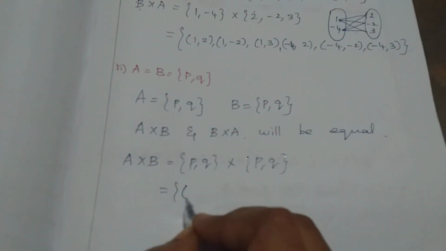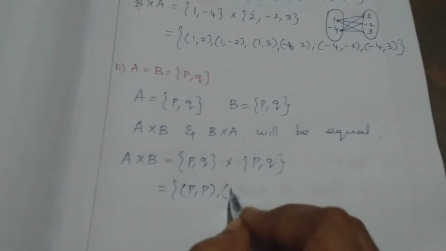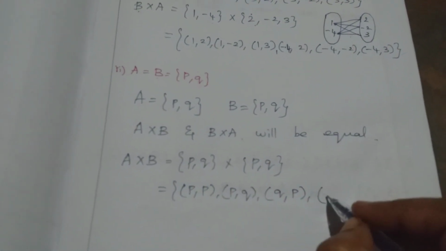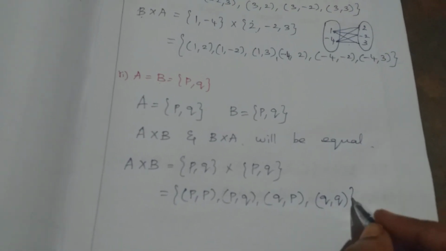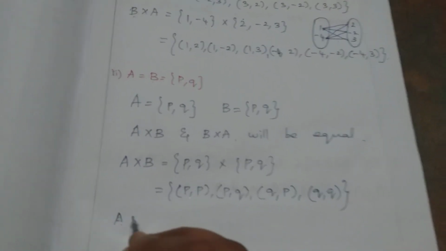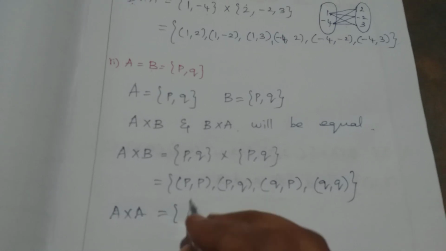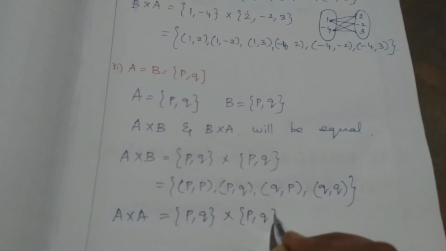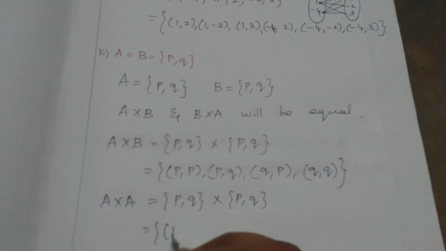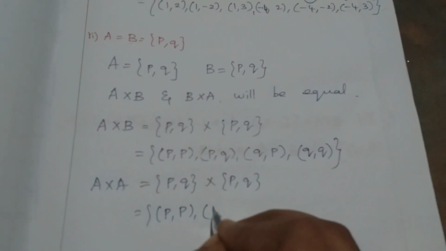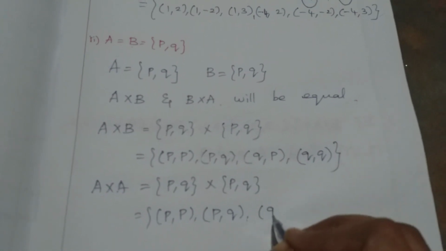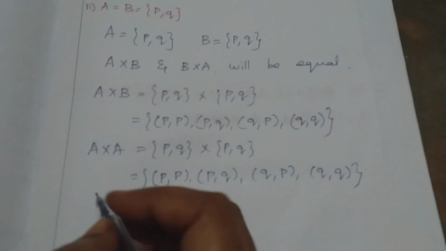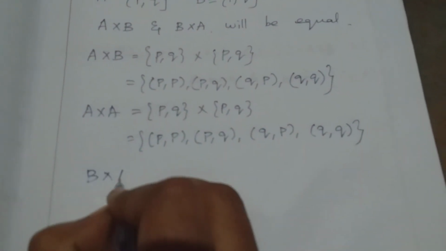So (p, p), (p, q), (q, p), (q, q). Next one, A cross A. So again A cross A also {p, q} cross {p, q}. So here also you will get the same answer: (p, p), (p, q), (q, p), (q, q). The last one, B cross A.